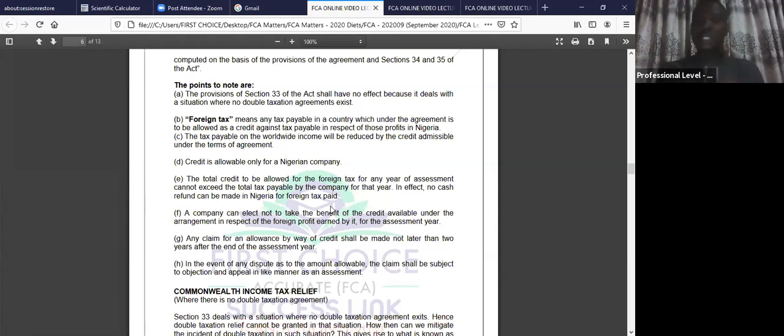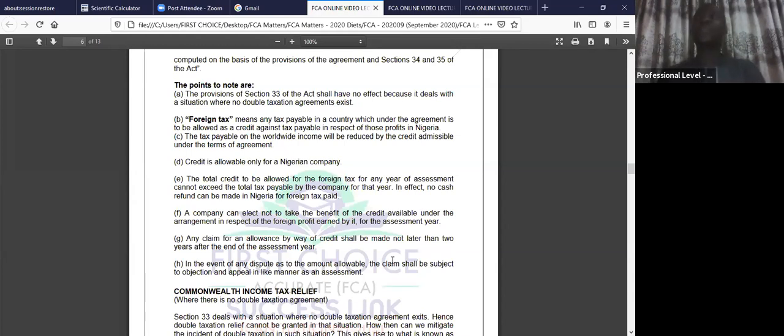So things to note again is that any claim for allowance by way of credit shall not be made later than 2 years after the end of the assessment year. So the assessment year that it relates to, if you want to still get credit, it should not be more than 2 years when you are applying for the double taxation credit.